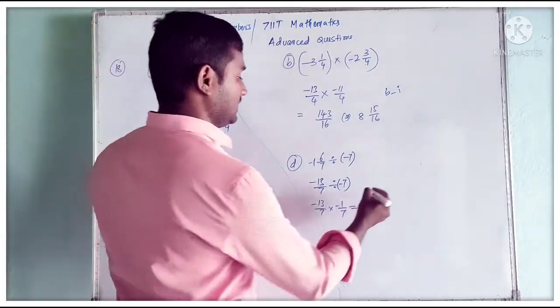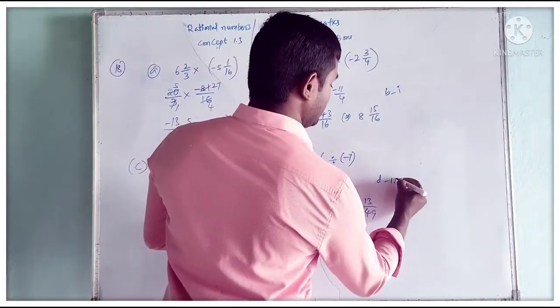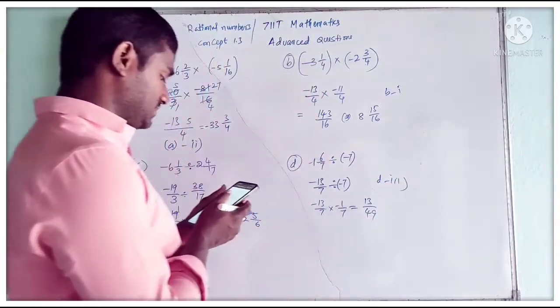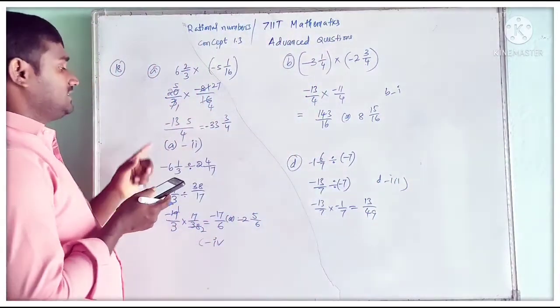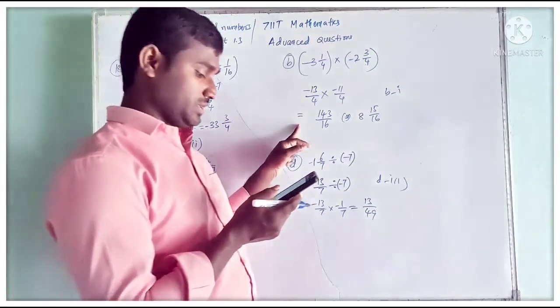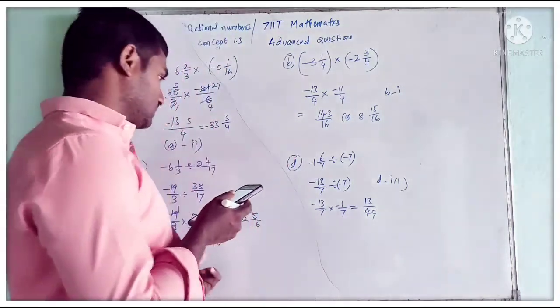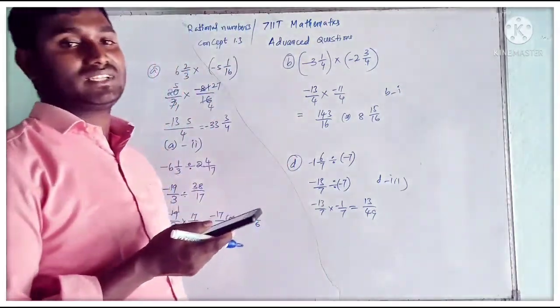So for D, what is the correct option? D is for the third one. Among the options, you can check: A is 2, B is 1, C is 4, D is 3. Option 1 is the correct option.